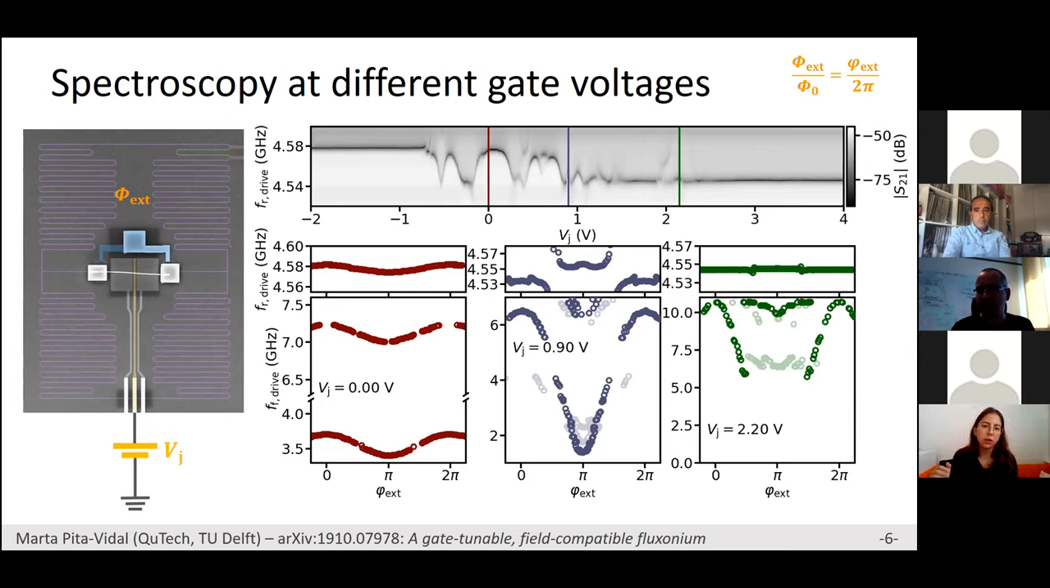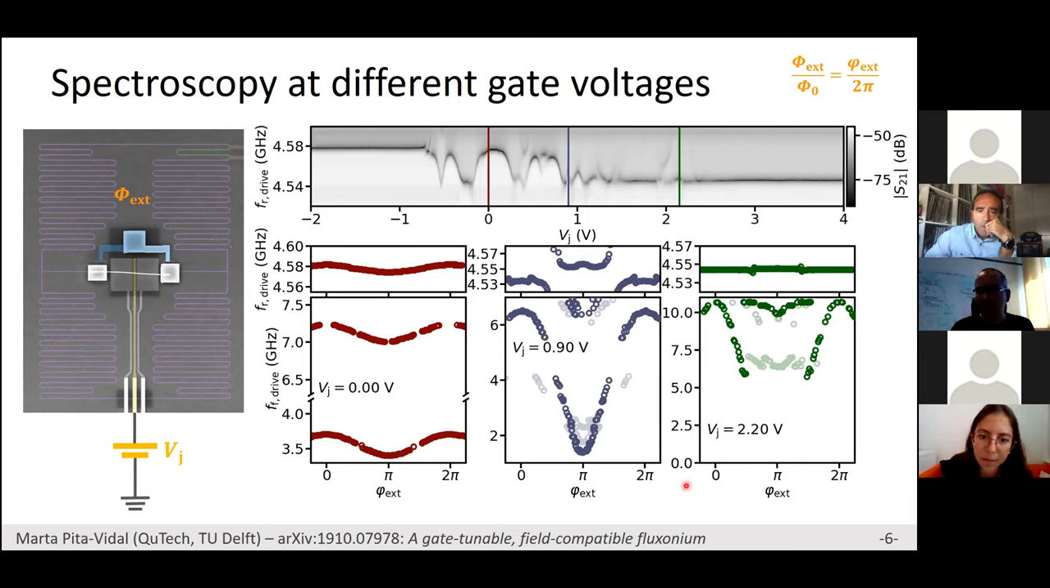And this happens because the two-tone spectroscopy is measured by monitoring the shift in the resonance frequency of the resonator as we excite these other levels of the fluxonium circuit. And because of the way of performing the spectroscopy measurements, we don't have access to what happens around the resonator.